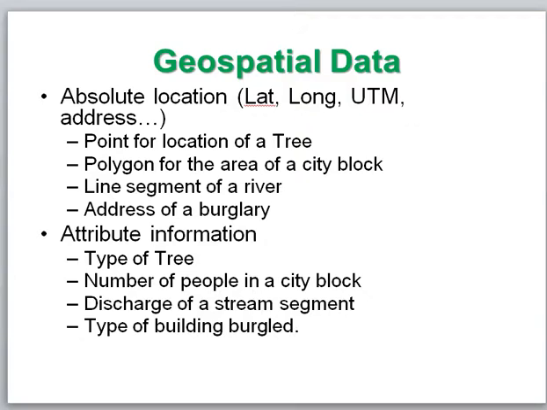Associated with your absolute location then is attribute information. So the type of a tree, the height of the tree, the width of the canopy, the number of people in a block. The type of a tree would be categorical or qualitative information. The width of the diameter of the tree canopy would be quantitative information. You can have the stream, whether it's a river or a tributary, would be the type of stream. So again, that would be qualitative or categorical data. And then the discharge at any segment of the stream would indicate quantitative data.